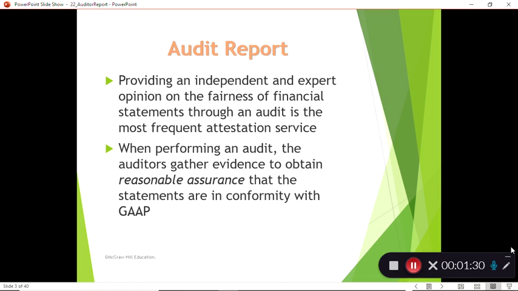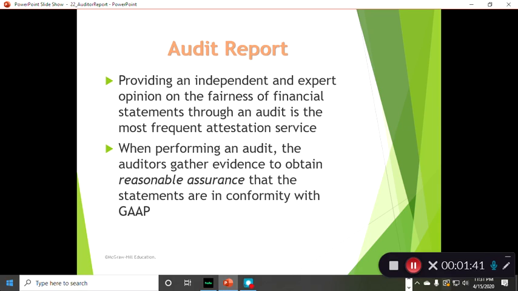And so ultimately what we're trying to do is gather evidence that substantiates that opinion, right, that underlies that opinion. And so we're gathering evidence. And we've talked before about how auditors cannot provide absolute assurance. They have to provide reasonable assurance, and how that is the assurance that the financial statements actually conform to GAAP.